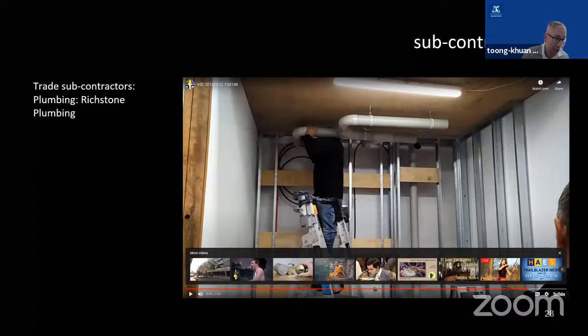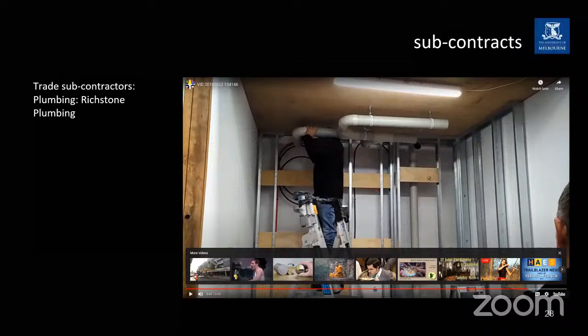It will be cut in the factory. Many of these pieces will be jointed in the factory and then delivered to a construction site and erected very, very quickly. So some of our trade subcontractors are again very highly skilled, specialized, and are able to also improve on construction processes. Are there any questions about this? Any questions about this? Sir?